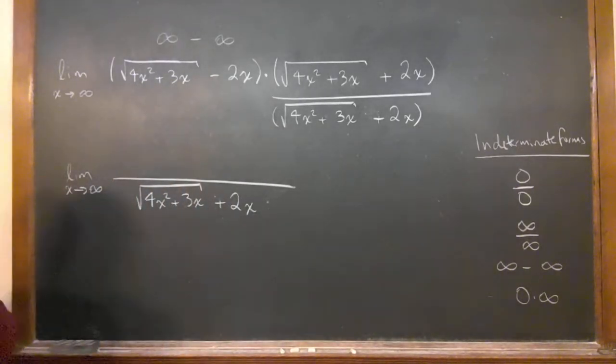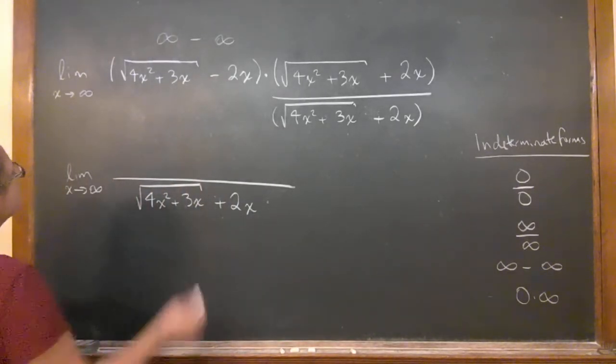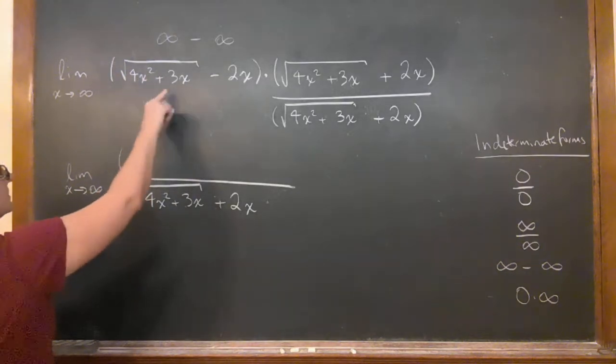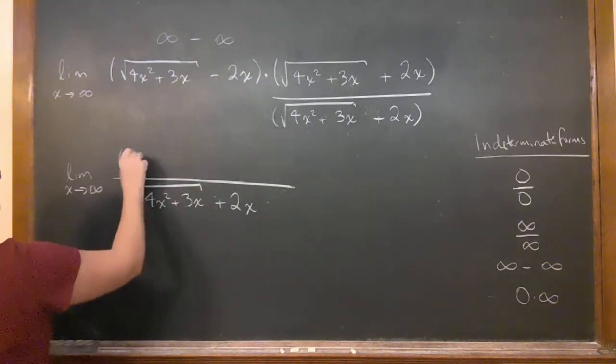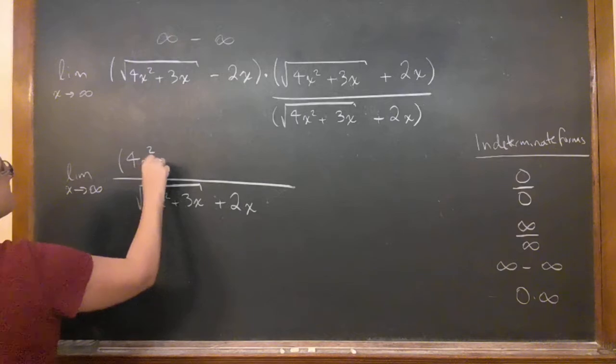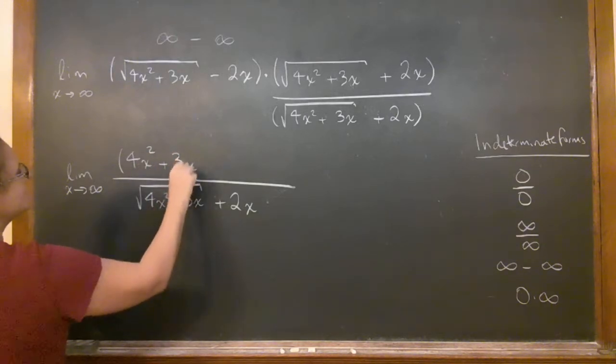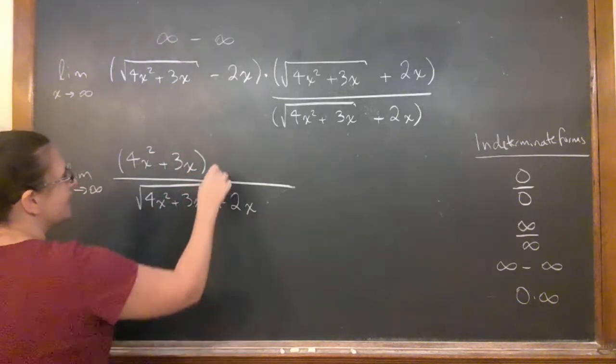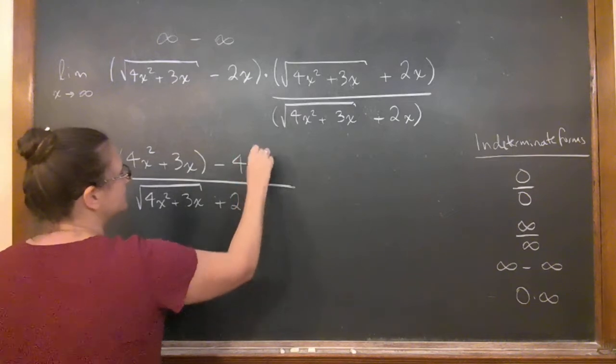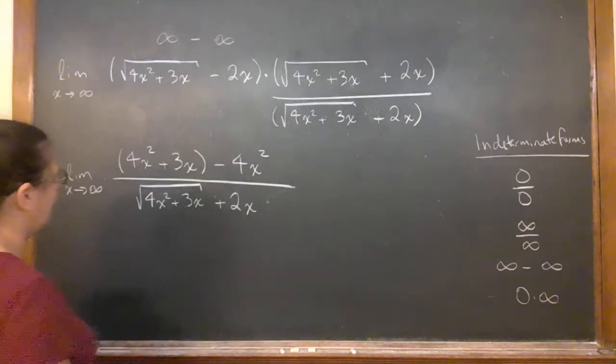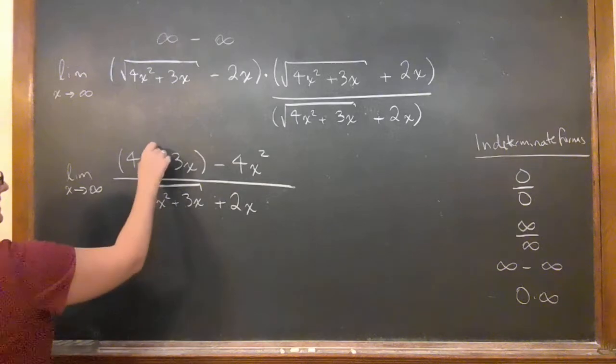All right, now what's the top? The top is going to be a squared minus b squared. So the a squared is that, and then the b squared is that. Okay, so these cancel out.